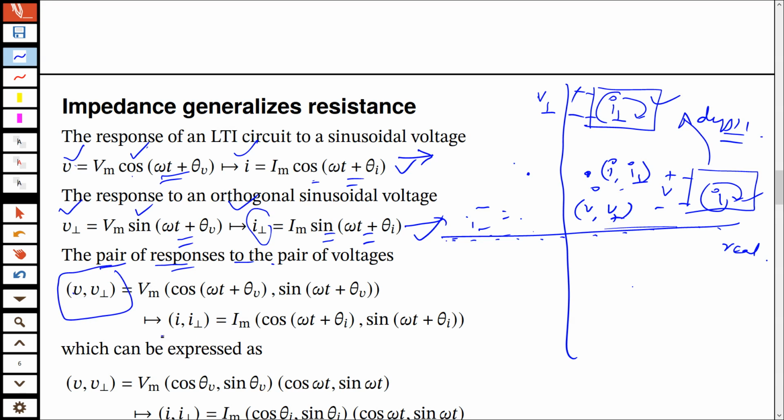So I just take the pair, and this will correspond to a pair of currents. Now here is the magic of complex numbers. Because these angles add, theta v added to omega t and theta I added to omega t, and we know from complex analysis in the previous slide that angles only add when complex numbers are multiplied, which means that this must be seen as a multiplication of complex numbers.